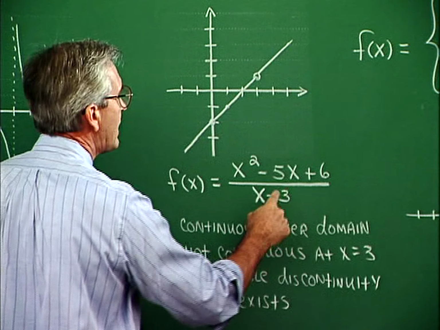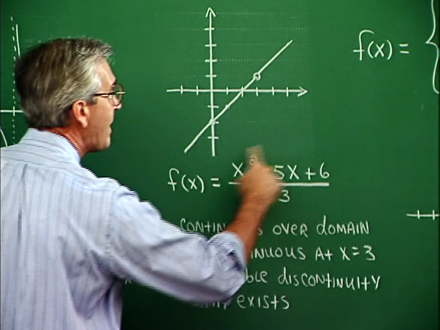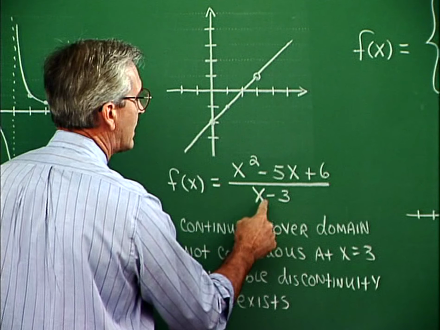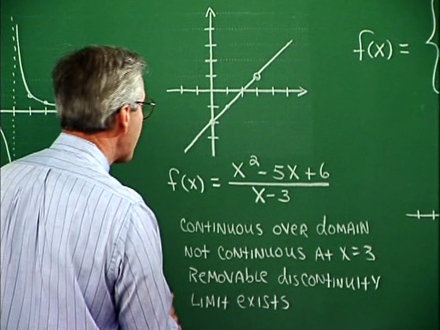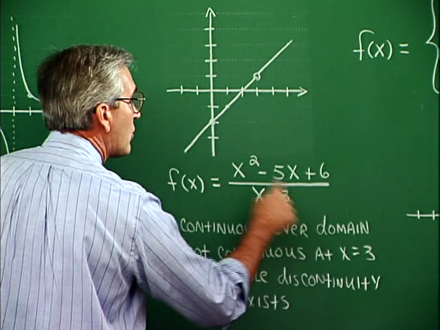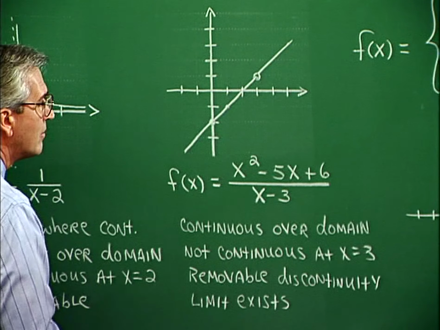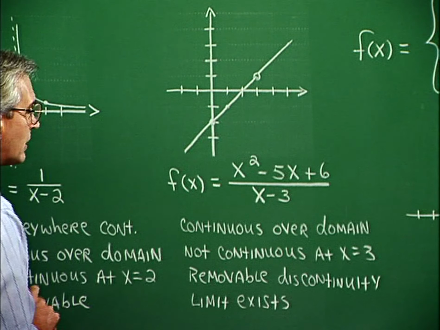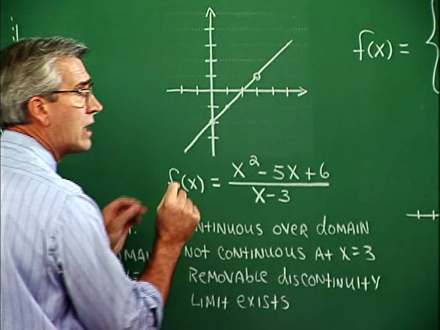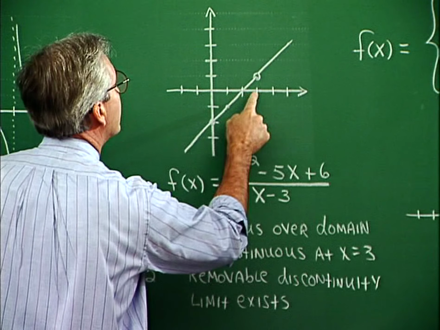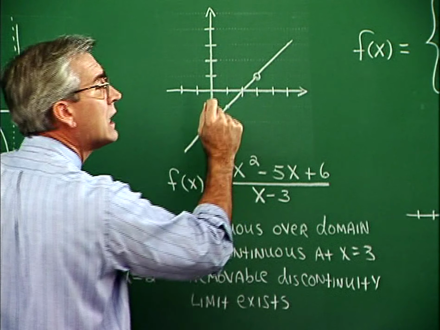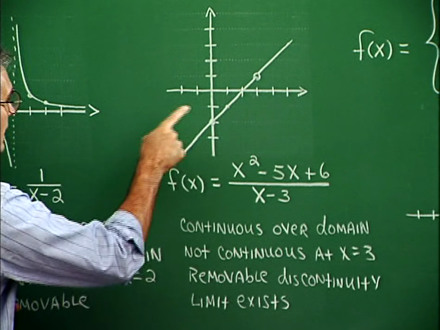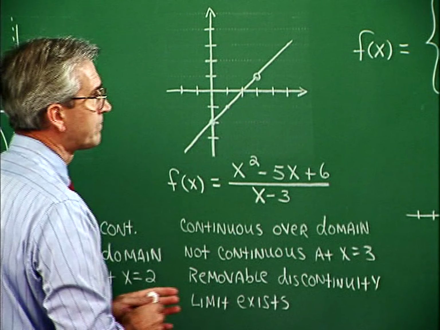So again, we have a situation where the domain is implied to be all real numbers except 3, because 3 would cause the denominator to become 0. So we're continuous over the domain of the function, but we're not continuous at x equals 3. This is a removable discontinuity because we can just define f of 3 to be 1, and then we would have the continuity that we're looking for, and the limit in this one exists.